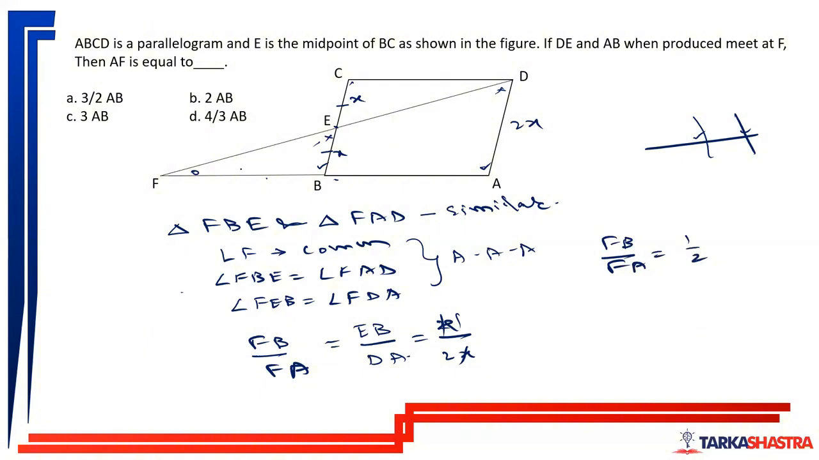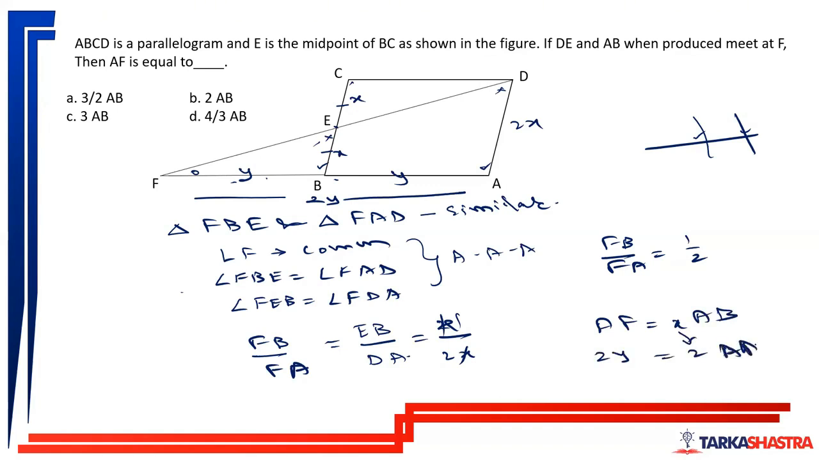So if FB is y, FA is 2y. Which means AB is also y, since AF minus FB is 2y minus y. So AF is how many times AB? That we have to check. AB is y and AF is 2y, so AF must be twice of AB.